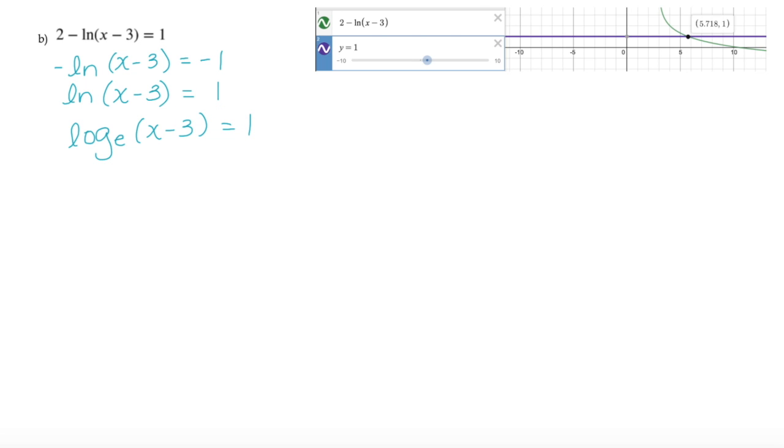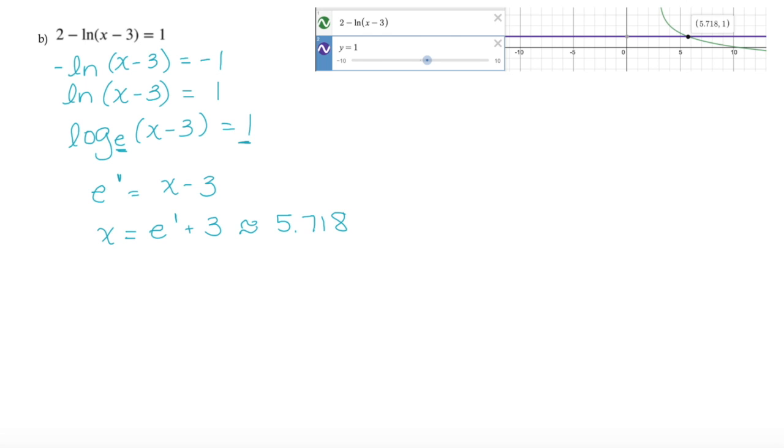This now allows me to rewrite this as an exponential. Notice that I don't have the natural log on the right-hand side, so we're not able to set those inner pieces together. But I can say that e to the first power is equal to x minus 3. And now we can easily solve for x by adding 3 to both sides. So x is approximately e to the first power, which is just e, plus 3, which is about 5.718.